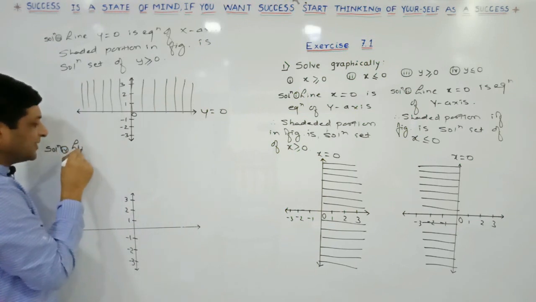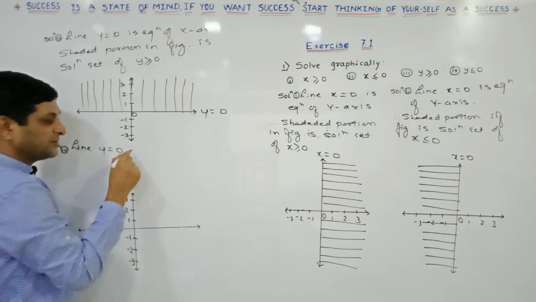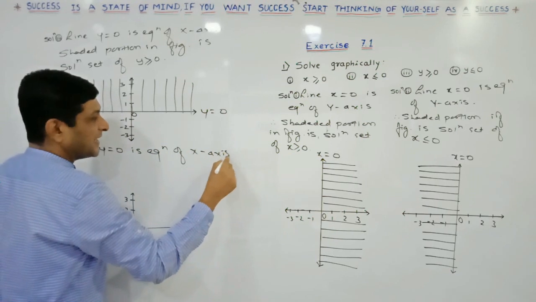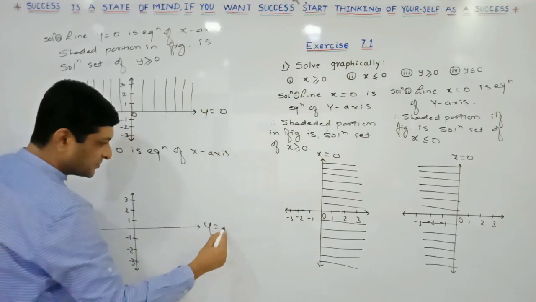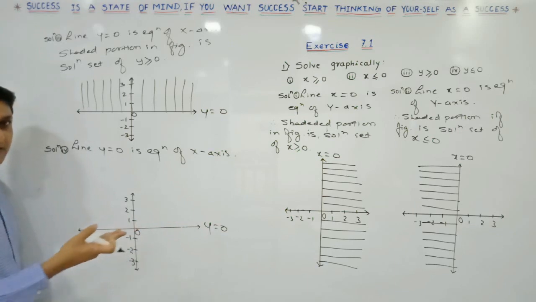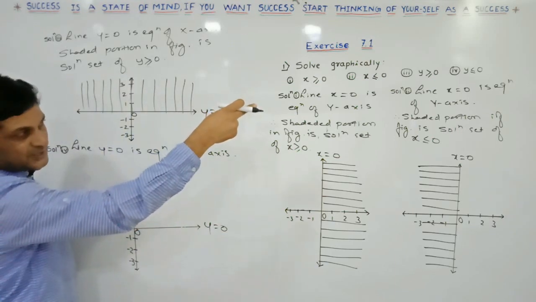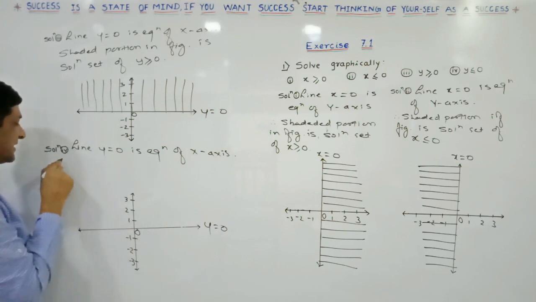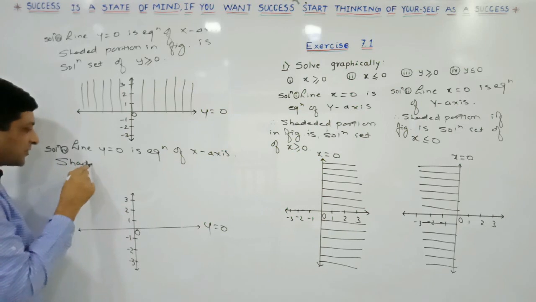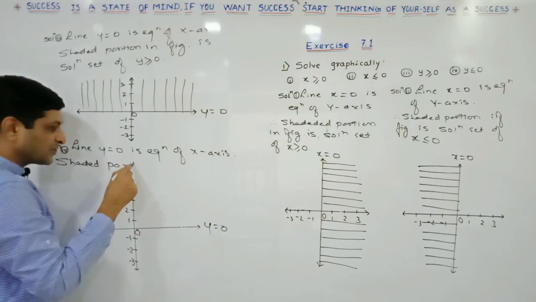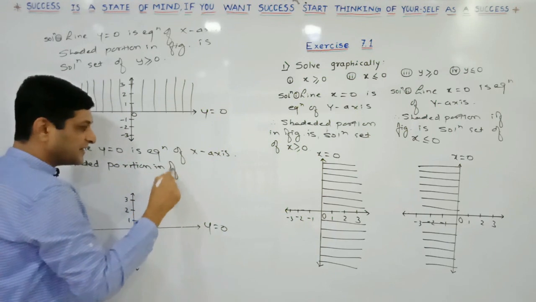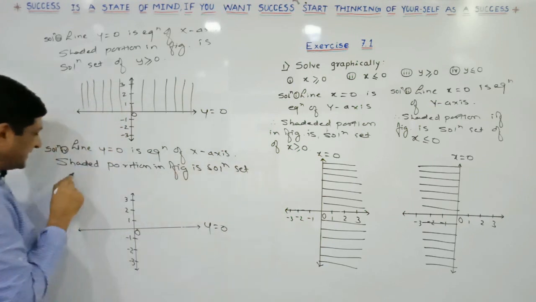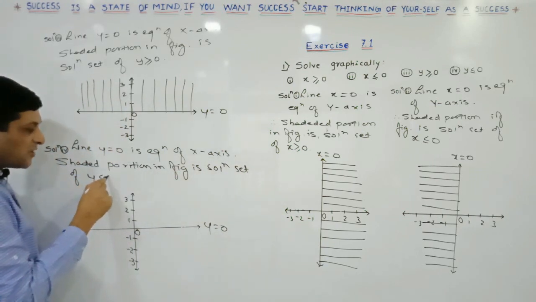In this case also, what is the equation of the line? y is equal to 0 is the equation of which axis? X-axis. So here y is equals to 0 is the equation of the x-axis. Once the line is constructed, using the inequality, observe that the less than or equals to inequality is there. Using that, we are trying to find the solution set. So here also we can say that the shaded portion in the figure is the solution set of y is less than or equals to 0.